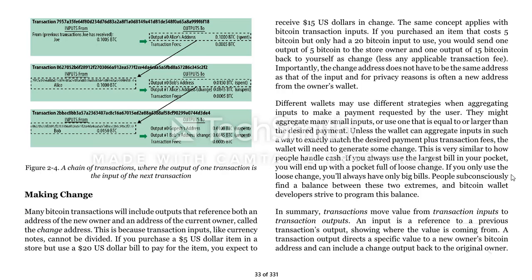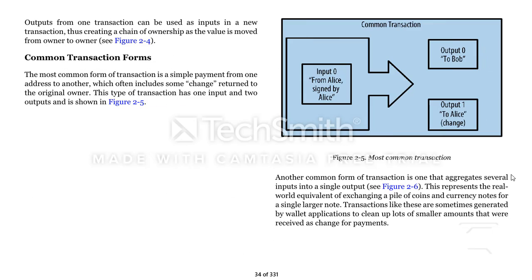In summary, transactions move value from transaction inputs to transaction outputs. An input is a reference to a previous transaction's output, showing where the value is coming from. A transaction output directs a specific value to a new owner's Bitcoin address and can include a change output back to the original owner. Outputs from one transaction can be used as inputs in a new transaction, thus creating a chain of ownership as the value is moved from owner to owner. See Figure 2-4.